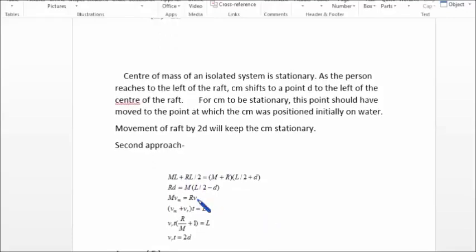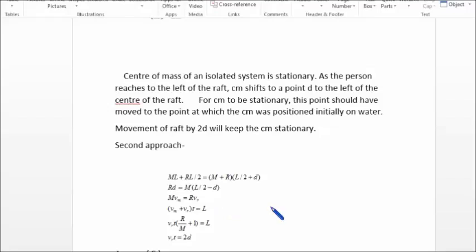Then conservation of momentum gives us this: the magnitude of the momentum of the person should be equal to the magnitude of the momentum of the raft, but both are in opposite directions. Now when the person moves on the raft, the raft moves in the opposite direction. So if the person moves for a time t, then because the raft also moves in the opposite direction, the Vm plus Vr into t is L, because the raft is not stationary.